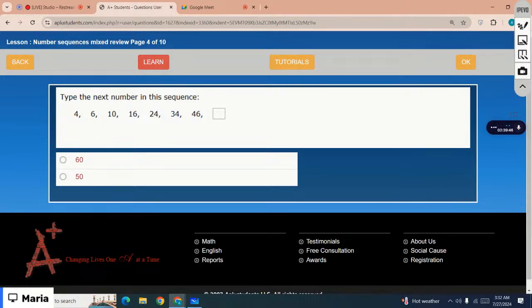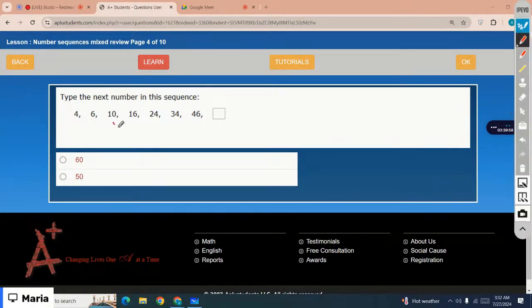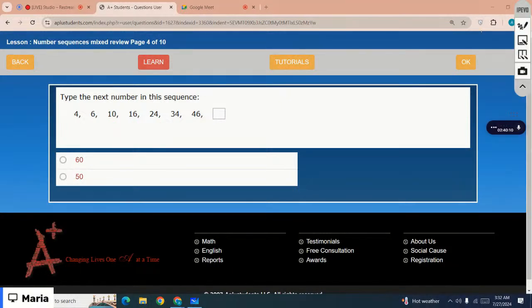The correct option is 60. 4 plus 2 is 6. 6 plus 4 is 10. 10 plus 6 is 16. 16 plus 8 is 24. 24 plus 10 is 34. 34 plus 12 is 46. And 46 plus 14 is 60. Yes, 60 it is. Option number 1 is the correct option. Very good.